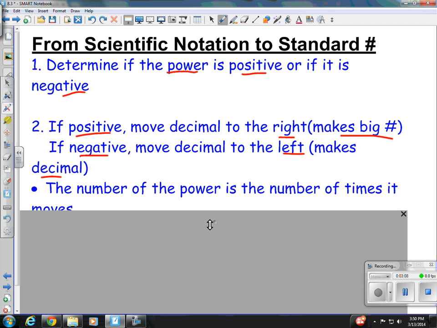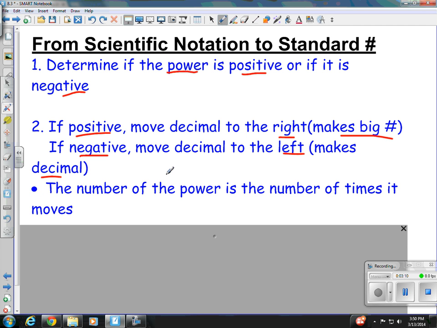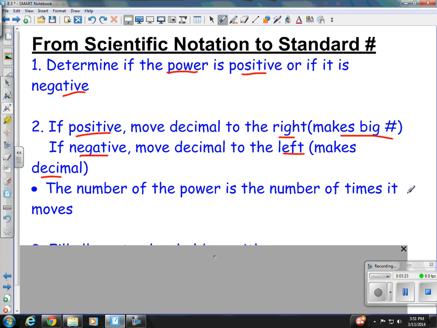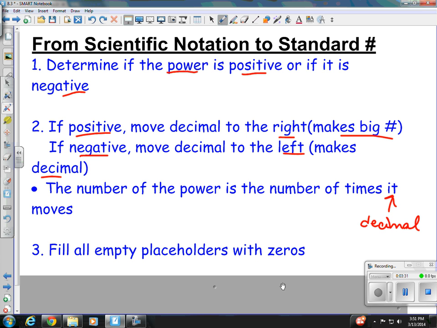The third thing we do is make sure we count the number of times the decimal moves. The power is the number of times that it moves. So whatever the power is, that's what you need to count to move it. And lastly, we fill all the empty placeholders with zeros.